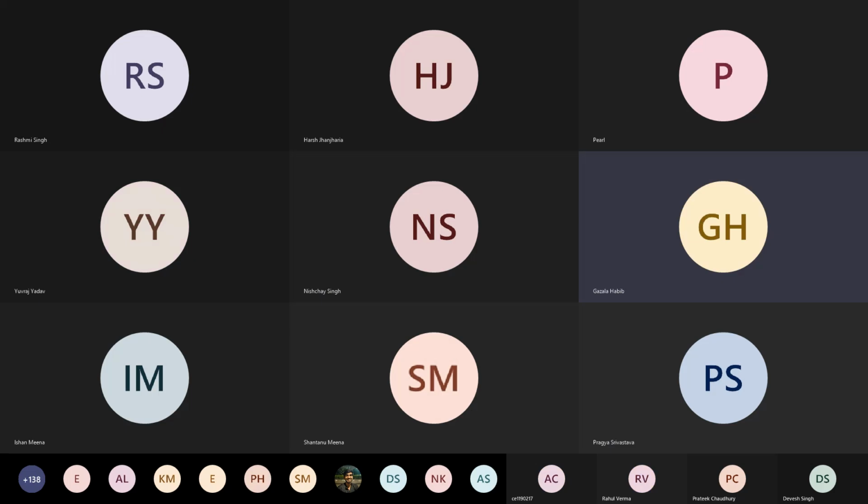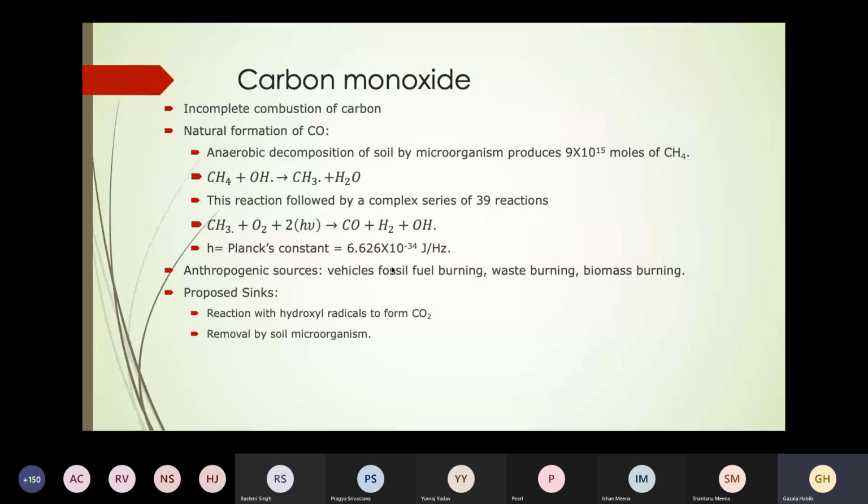So there is natural formation of carbon monoxide, which is through CH4. It reacts with OH radical and gives CH3 radical and H2O. CH3 radical is highly reactive. All the organic or hydrocarbon radicals are very reactive. They cannot remain in the atmosphere for a long time.